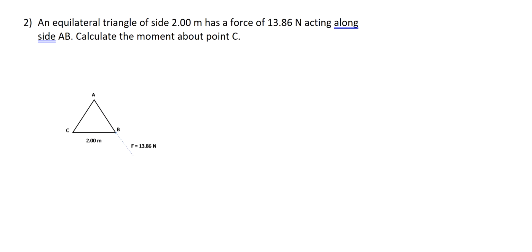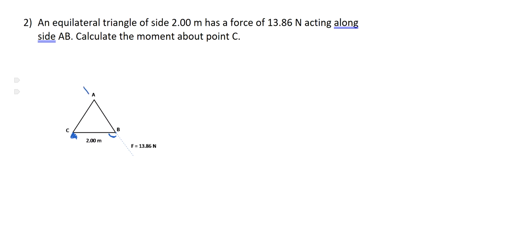An equilateral triangle of side 2 metres has a force of 13.86 newtons acting along side AB. Calculate the moment about point C. The first thing I want to do is pop in that pivot. Then what we can see is that the force is not at a right angle to that 2 metres that we've been given. So we need to find out what the perpendicular distance is between the pivot and that line of action of the force.